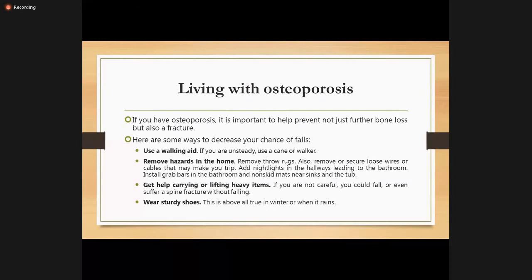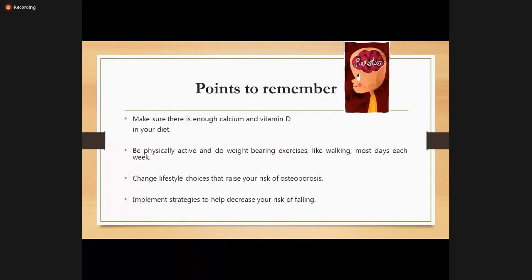Get help carrying or lifting heavy items. If you are not careful, you could fall or even suffer a spine fracture without falling. Wear sturdy shoes, above all in winter or when it rains. So, the points to remember: make sure there's enough calcium and vitamin D in your diet. Be physically active. Do weight-bearing exercise wherever possible, like walking most days each week. Change lifestyle choices that raise your risk of osteoporosis. Implement strategies to help decrease your risk of falling.